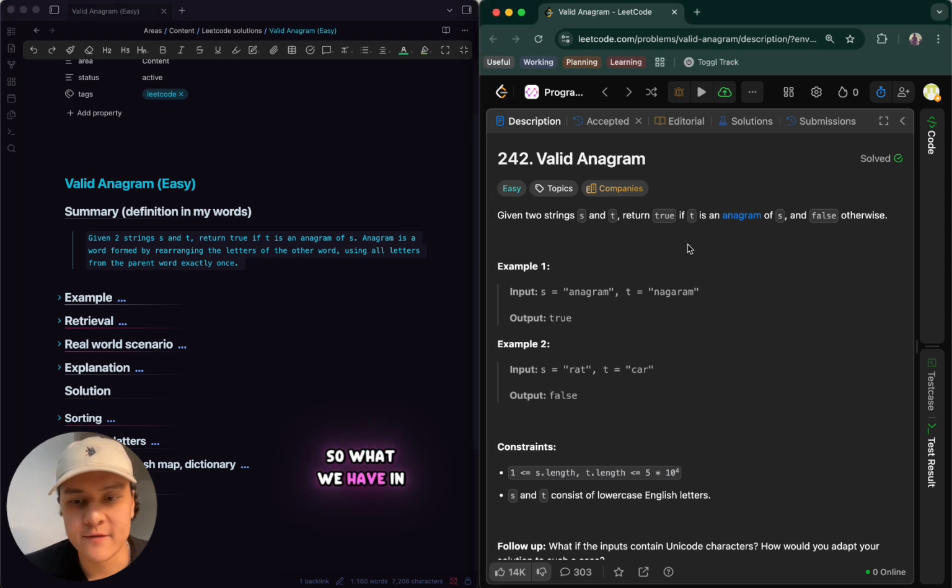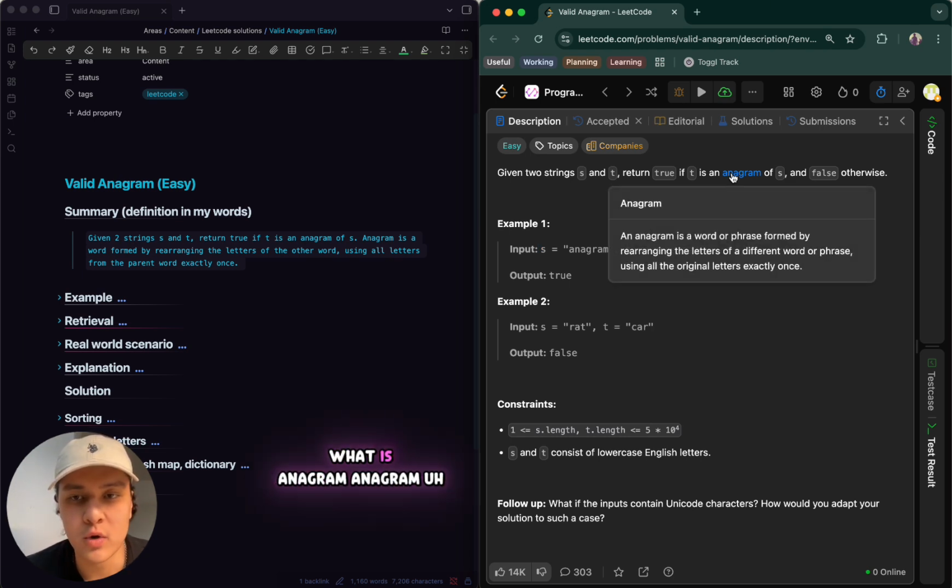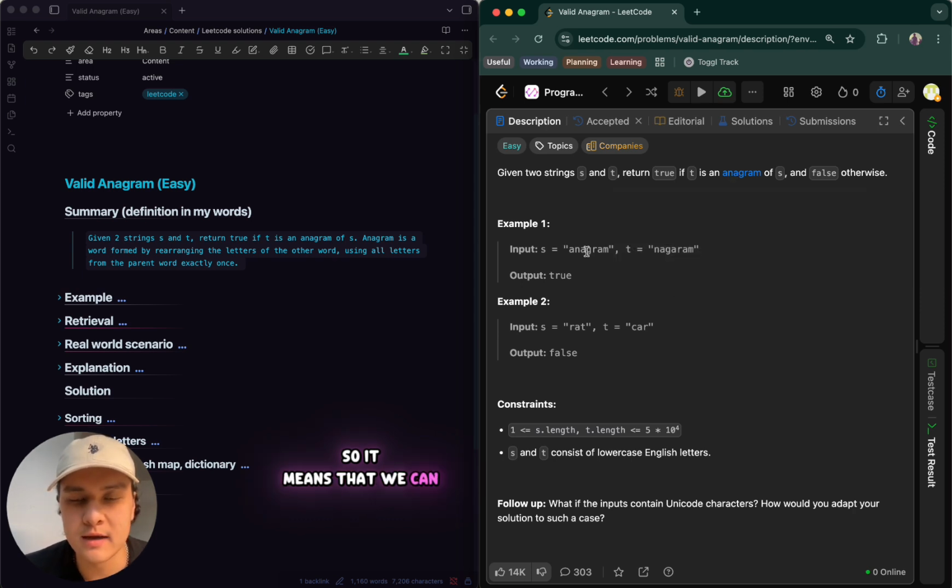So what do we have in this problem? We have two strings, S and T, and we have to return true if T is an anagram. What is an anagram? An anagram is a word formed by rearranging the letters of another word, using all letters from the parent word exactly once.